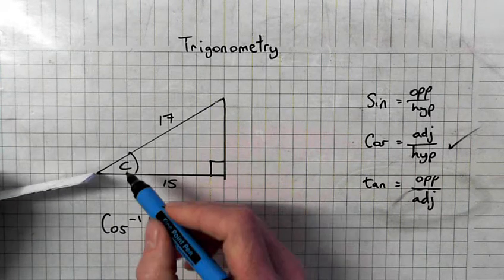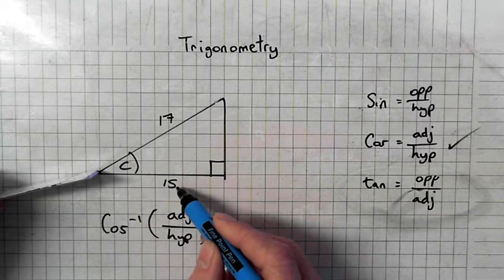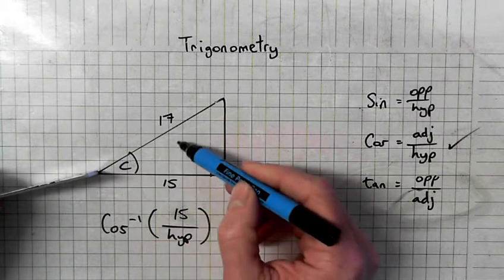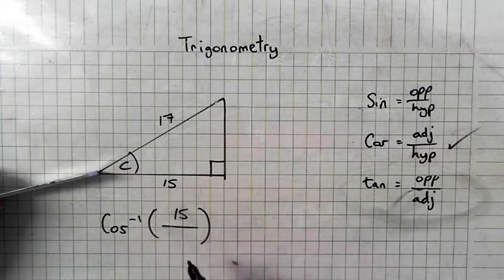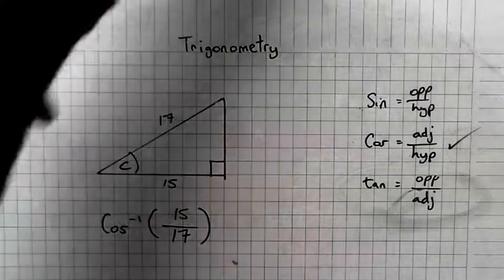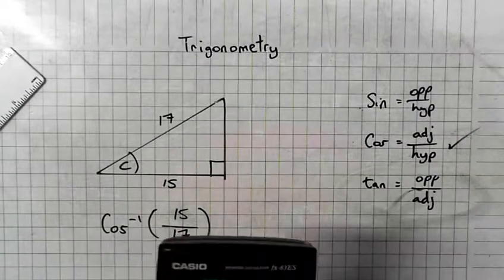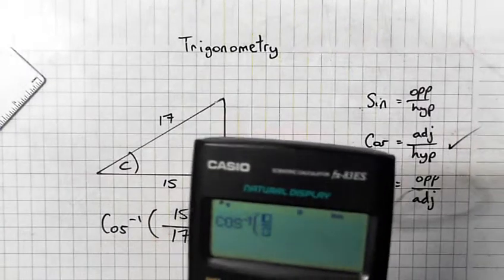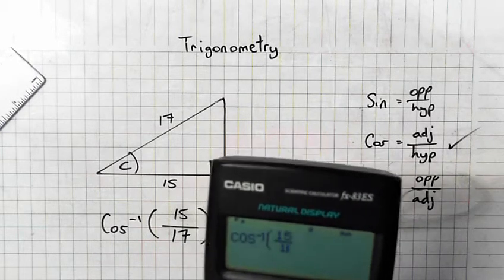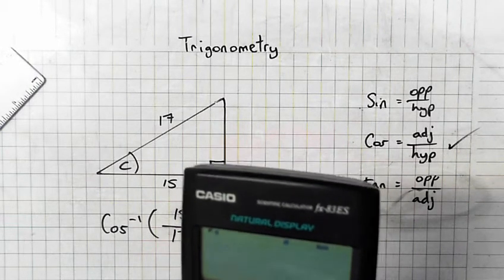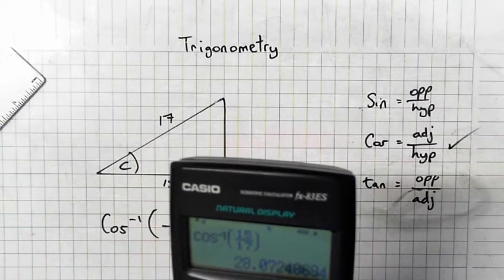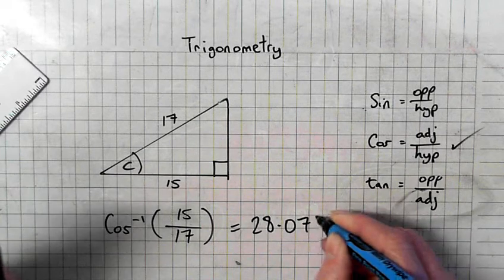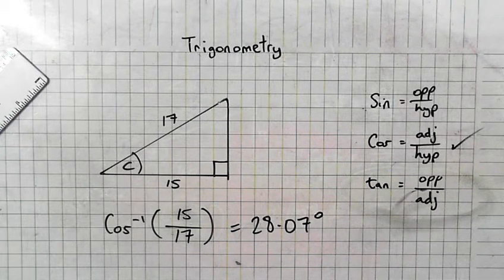Alright, so the adjacent in the triangle is this one here, 15. And the hypotenuse is this one here, 17. Key it in. So, shift, second function cos, hit the fraction button, 15 over 17. Oh, sorry, 28.07 degrees. Do you understand that? Right.